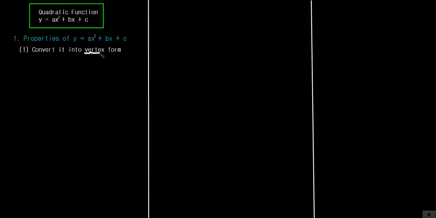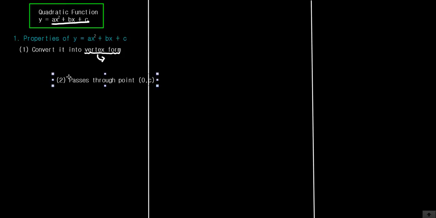The reason is that we could just find some coordinate points through this function, but we cannot exactly graph it since we don't know the minimum or maximum point. So that's why we need a vertex form, and I'm going to talk later about how to convert into a vertex form.